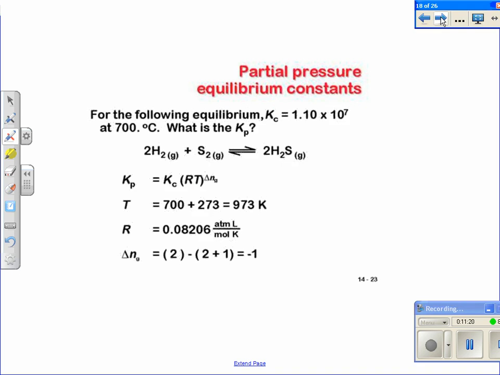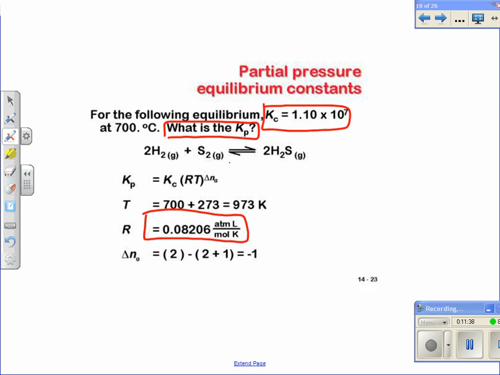And if you look, here's an example. R is the gas constant, 0.0821, that we use in chapter 5. For the following equilibrium, what is Kp? So they're asking you to find Kp. They give you Kc. We talked about the mathematical relationship. It's a formula. You're going to plug it in. What do you need? First, you need temperature. If it's 700 degrees Celsius, you take 700 plus 273. You get 973 for the temperature.